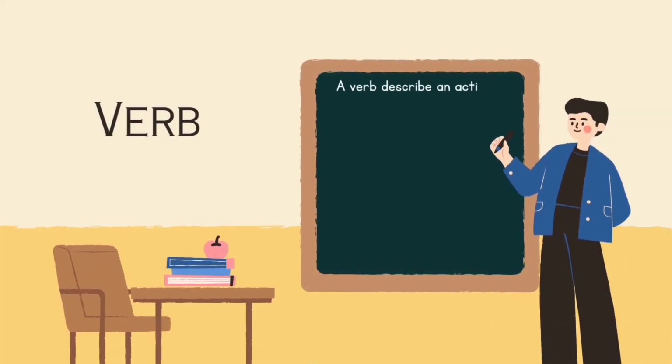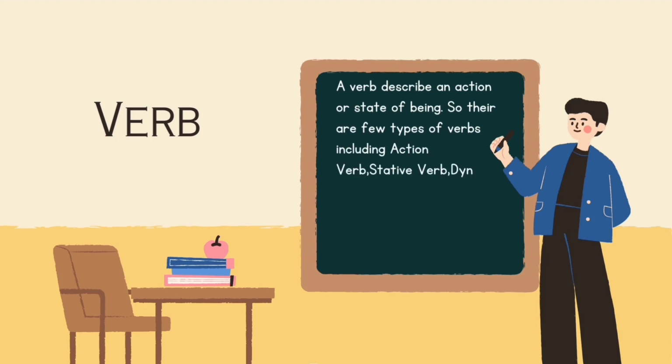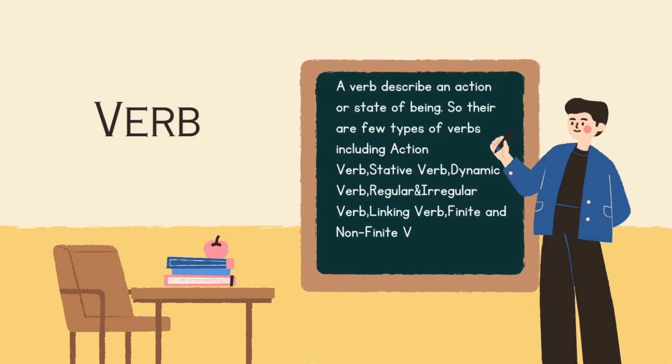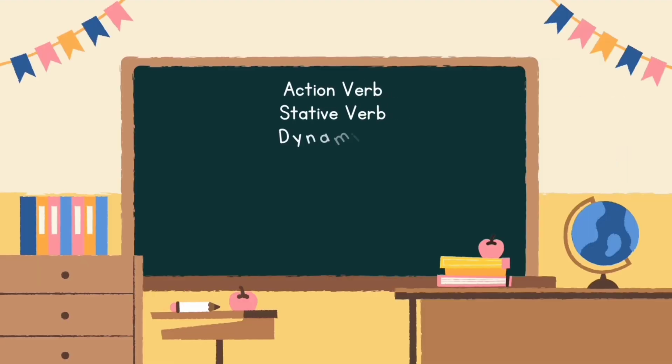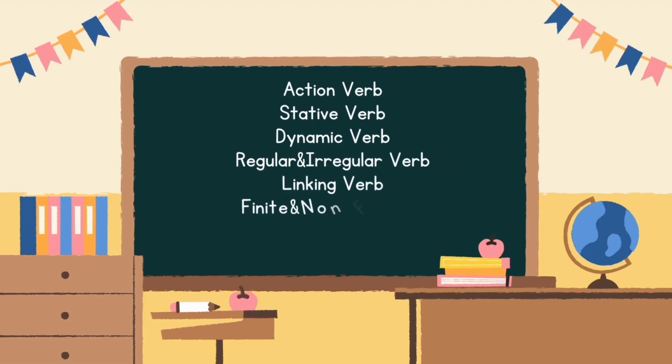A verb describes an action or state of being, so there are a few types of verbs, including action verbs, stative verbs, dynamic verbs, regular and irregular verbs, linking verbs, finite and non-finite verbs, helping verbs, and modal verbs.